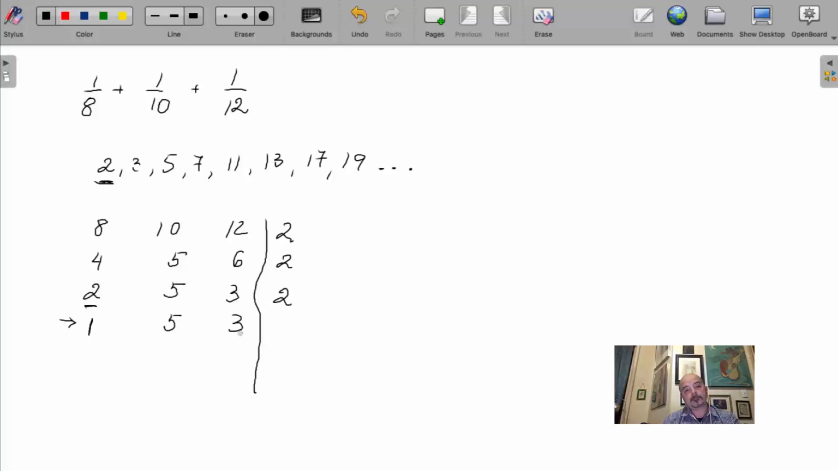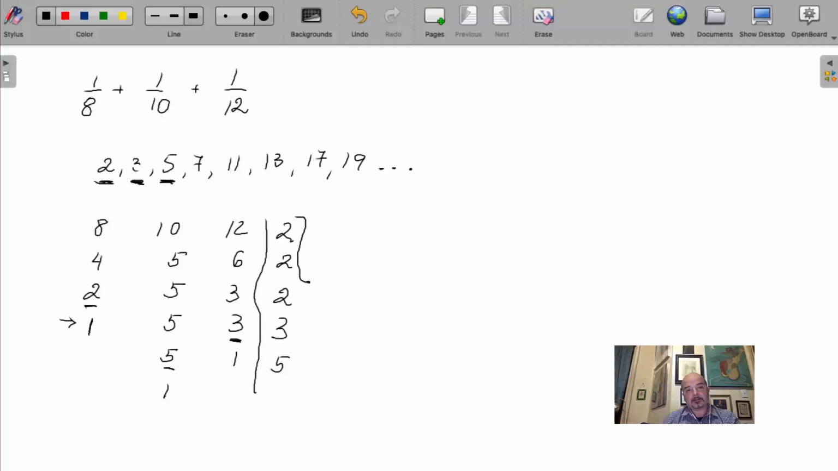I still have to deal with 5 and 3, so the next prime number is 3. And this 3 is divisible by 3, so write 3 here. Keep the 5 because it's not divisible by 3, and when you divide 3 by 3, you get 1. And finally, the next prime number is 5, and this 5 is divisible by 5, so when you write 5, you get 1 here.